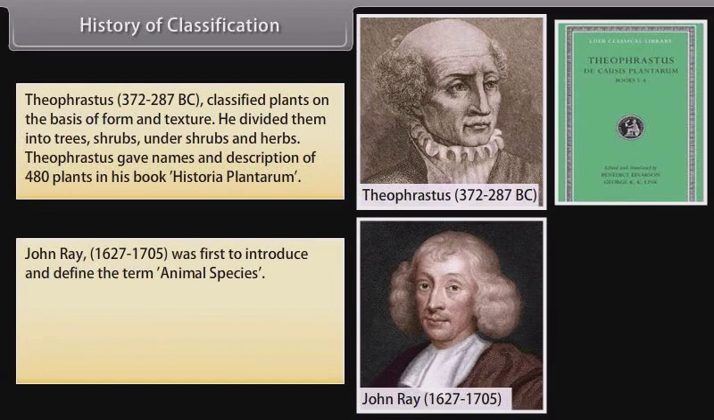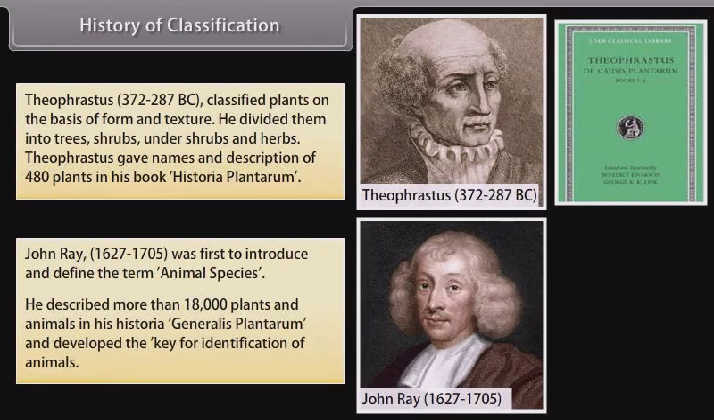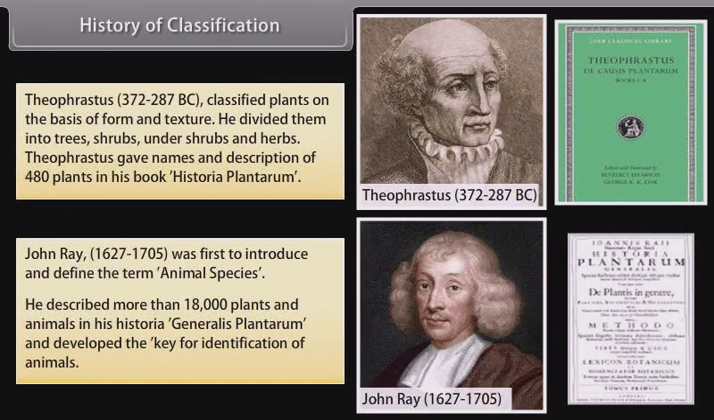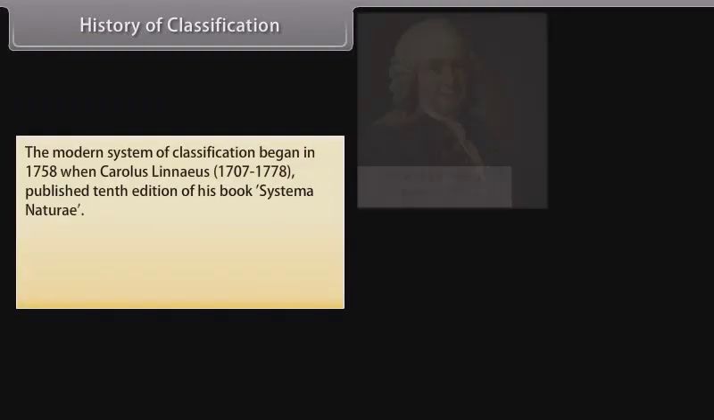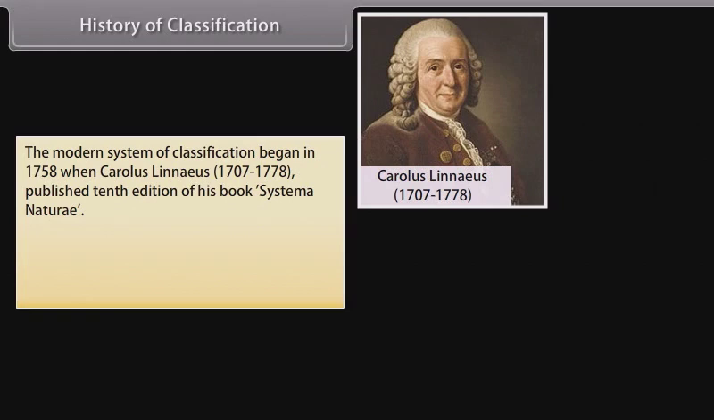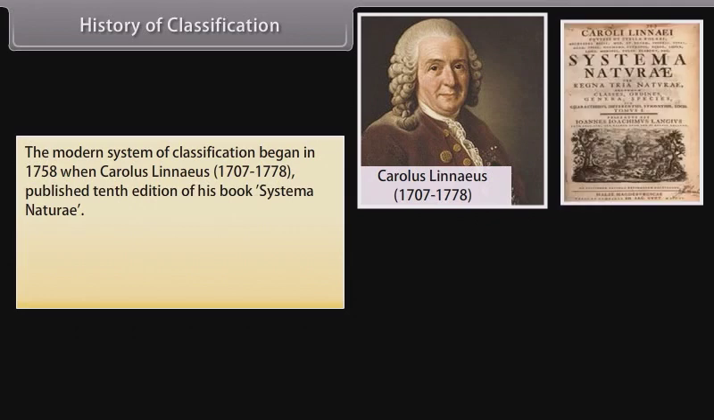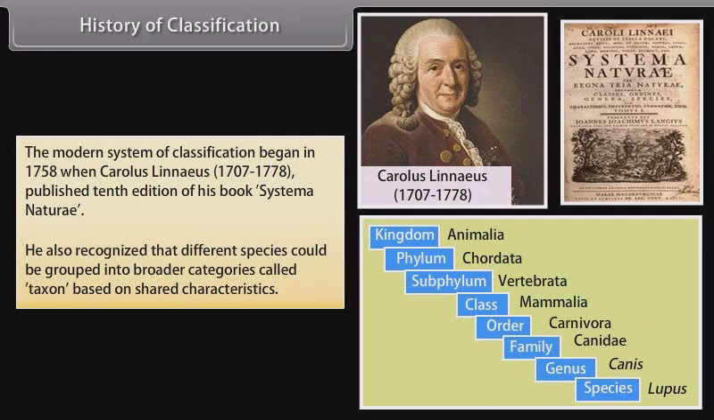John Ray, 1627-1705, was first to introduce and define the term animal species. He described more than 18,000 plants and animals in his Historia Generalis Plantarum and developed the key for identification of animals. The modern system of classification began in 1758 when Carolus Linnaeus, 1707 to 1778, published the 10th edition of his book Systema Naturae. He also recognized that different species could be grouped into broader categories called taxa based on shared characteristics.